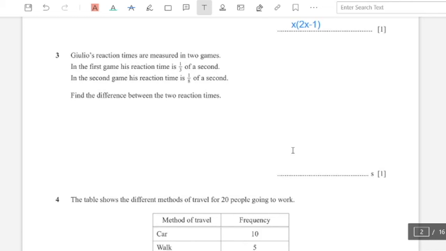Question number 3. Galileu's reaction times are measured in 2 games. In the first game, his reaction time is 1/3 of a second. In the second game, his reaction time is 1/8 of a second. Find the difference between the two reactions. So we subtract 1/8 from 1/3.